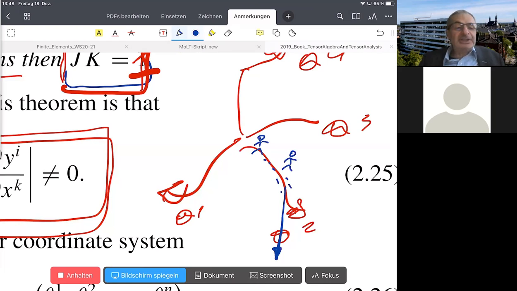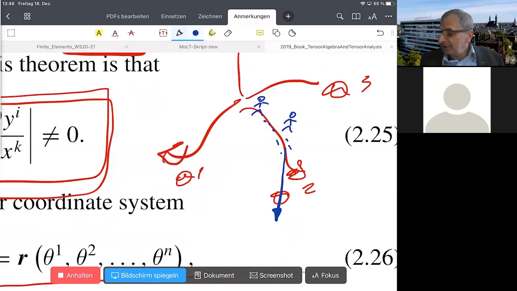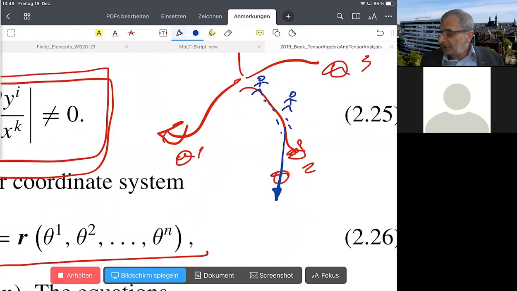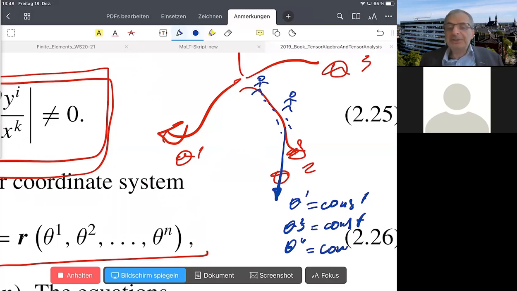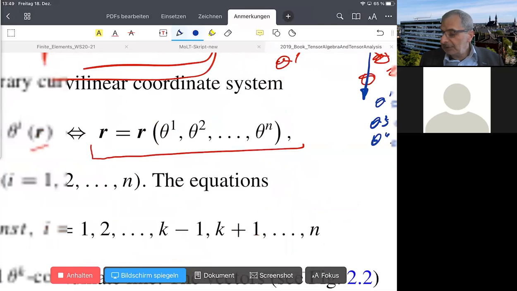All other coordinates should be fixed, which means that we should require that theta 1 is constant, theta 2 is constant, and theta 3 and theta 4. That means that all the coordinates should be fixed and only one is allowed to change. Exactly these coordinates we are moving on, right? And this is given here.